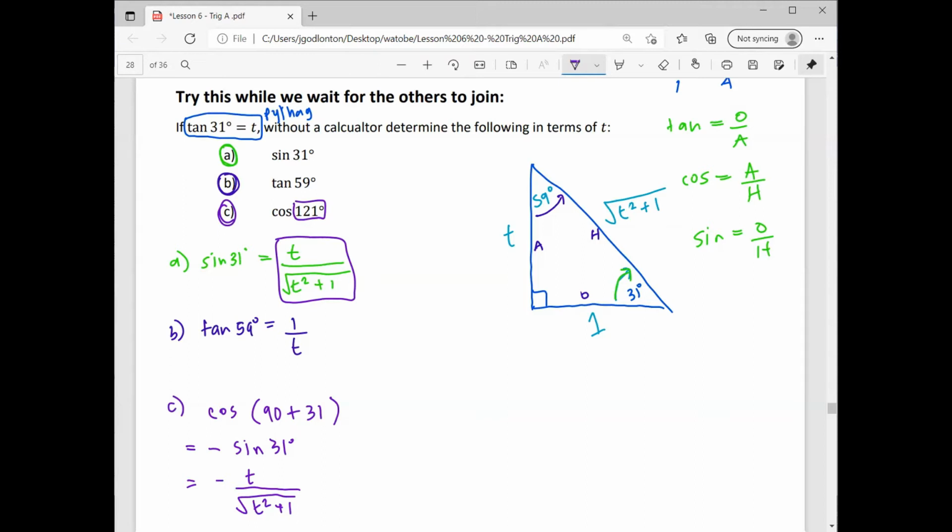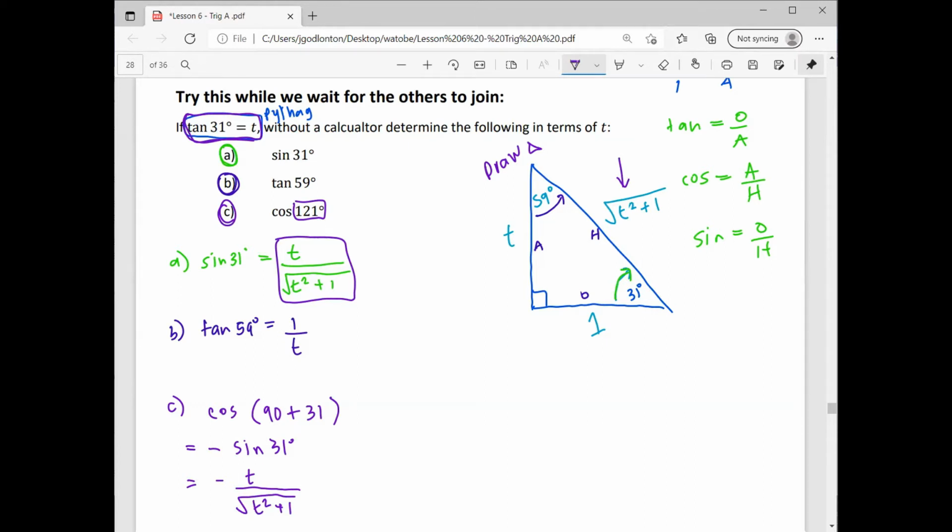Whenever you see a question like this, as soon as you see something is equal to a letter like that, the most important thing is to draw your triangle and put the information in, use Pythagoras to find the third side. But only once you've done that, start looking at the questions. Okay.